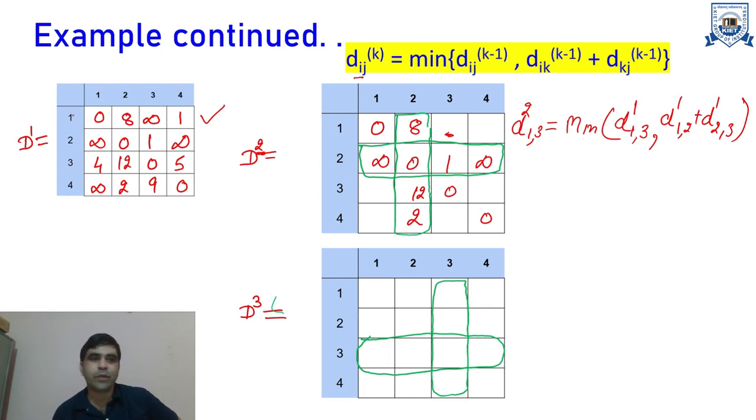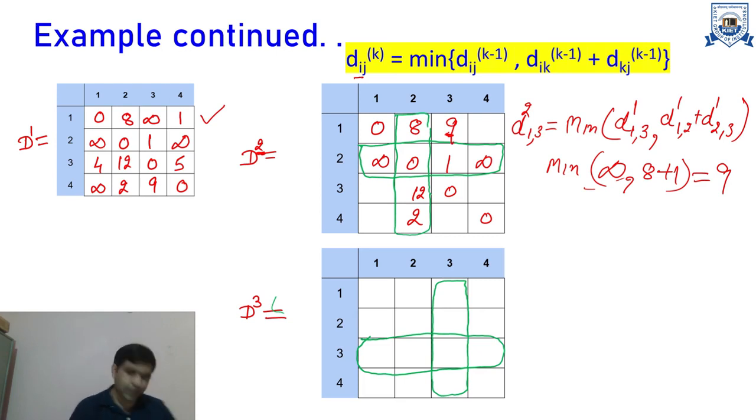So in this case we'll look at this D1. In D1 between 1 to 3 the weight is infinite. Okay, and then 1 to 2 is 8. Then 1 to 2, and what is 2 to 3? 2 to 3 is 1. So what is the minimum of these two? Minimum of these two values is equal to 9. So we'll update this value with 9. So 0, 8, 9. Right.